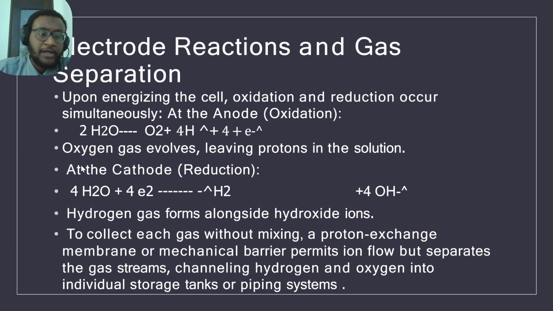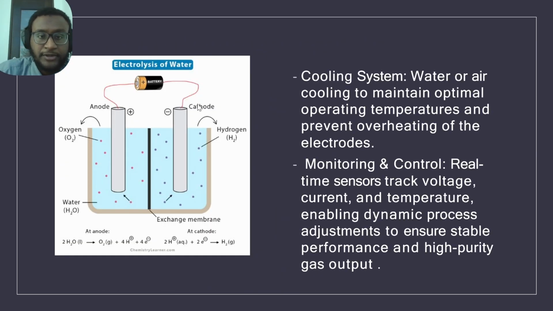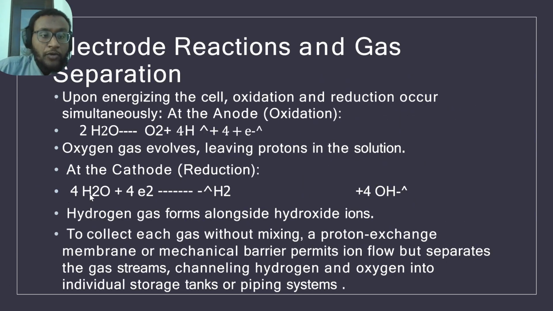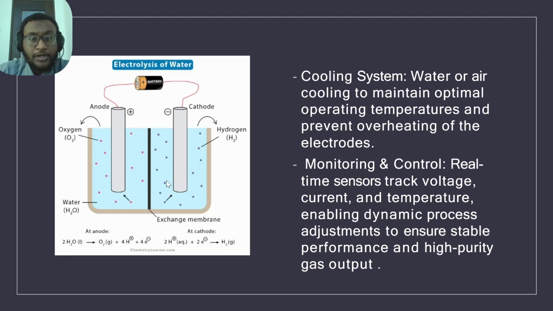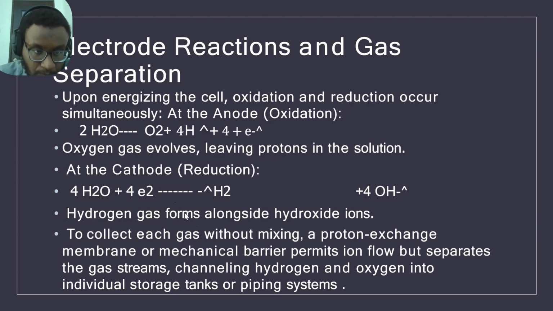And on the other side, we have the cathode reduction. Here we have 4H2O liquid plus 4 electrons in the reactant, and in the product we have 2H2 gas plus 4OH minus. So hydrogen gas forms alongside hydroxide ions. This is the hydrogen gas leaving.